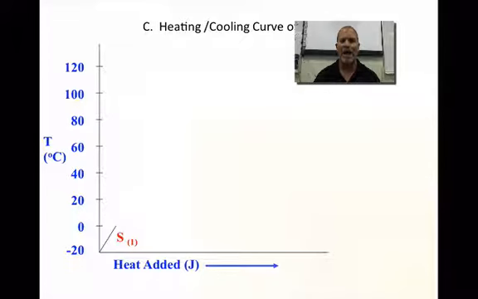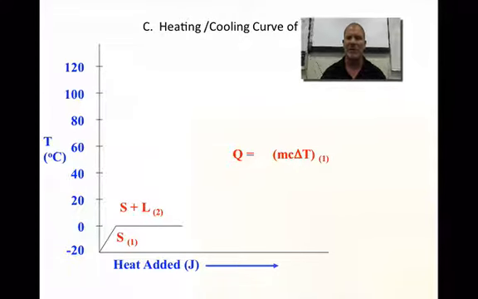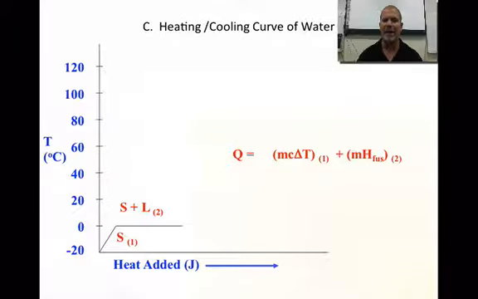At 0, I pause, because now I go into my first flat line. But first of all, this is my first baby Q, and as you see, the line is at an angle, therefore it's changing temperature, therefore you have your MC delta T. But then I flatline, and now I'm going through a phase change. None of the energy is going into a temperature change, it's all going into the phase change. I'm changing from a solid to a liquid, and this is mass times latent heat of fusion, or enthalpy.